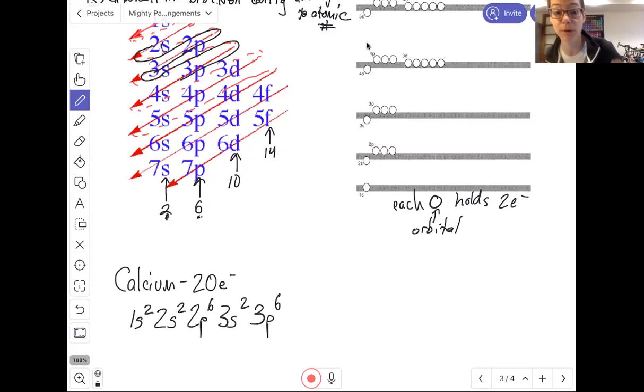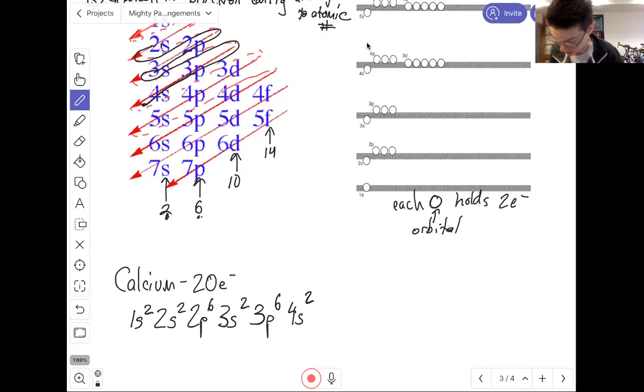Now, it's after 3p that people get messed up if they don't follow the pattern correctly. After 3p, the diagram tells me to go down to 4s. I do not go across to 3d. So 4s, s can hold 2. I don't need it to hold 2 if I don't have to, but I'm at 18 and I need 20, so I actually do need 2.